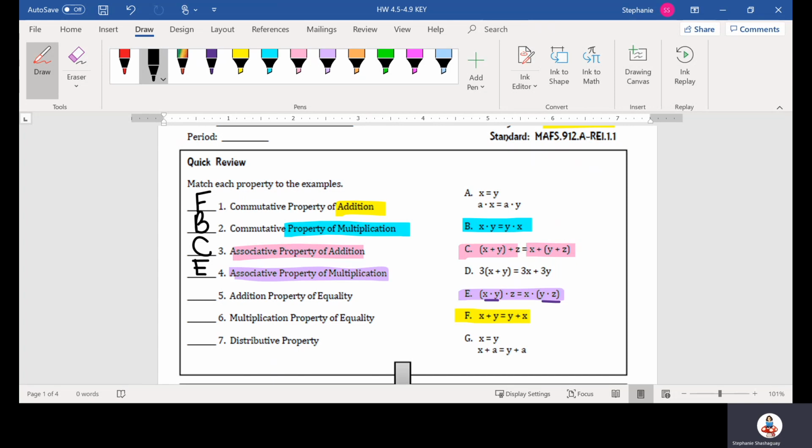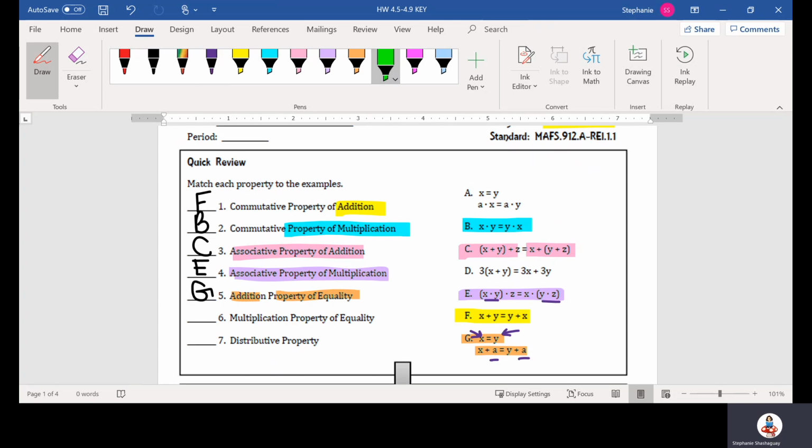Addition property of equality. So again, we're looking for addition, and it's talking about the property of equality, which means whatever I do to one side of the equal sign, I'm going to have to do to the other. So our answer here is G, because I added the A to the left side of the equal sign here, so I had to add A to the right side of the equal sign as well. And that's true because of the addition property of equality.